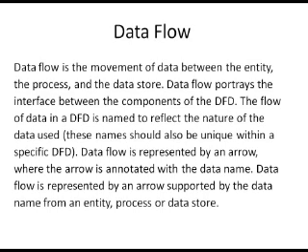Data flow is the movement of data between the entity, the process, and the data store. Data flow portrays the interface between the components of the DFD. The flow of data in a DFD is named to reflect the nature of the data used. These names should also be unique within a specific DFD. Data flow is represented by an arrow, where the arrow is annotated with the data name, from an entity, process, or data store.